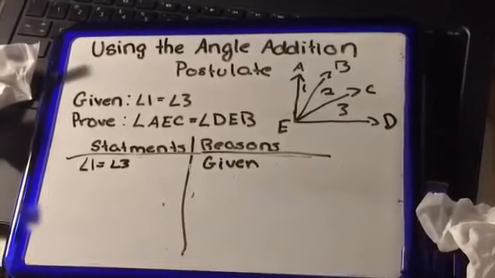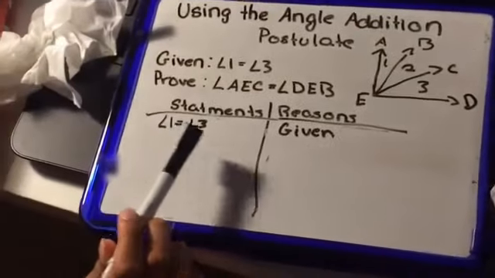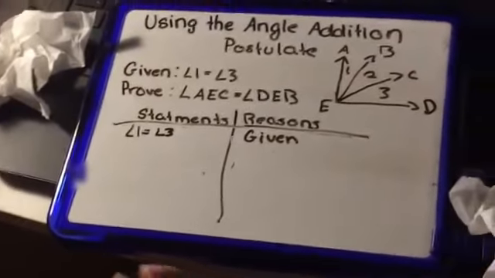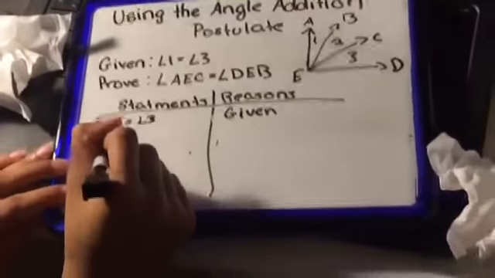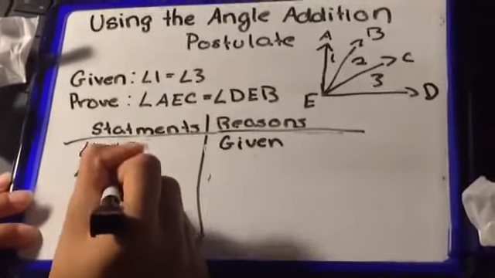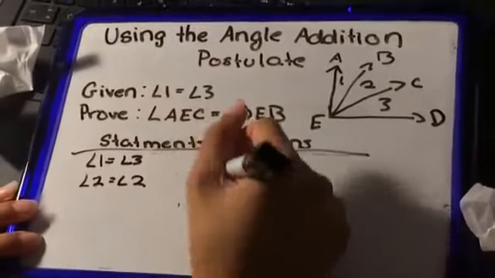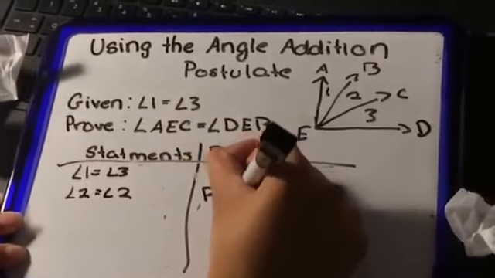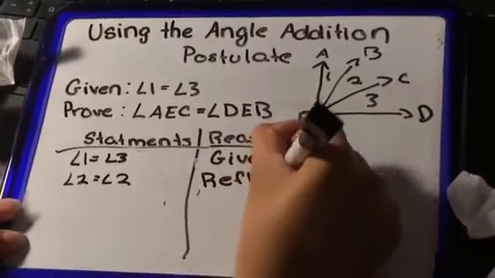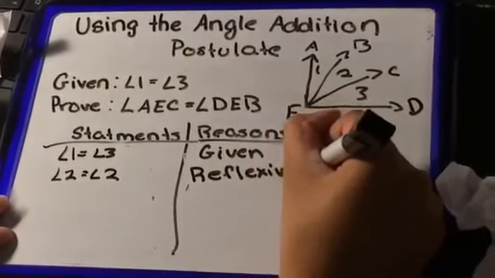Now we are going to use the angle addition postulate in a proof. So your first statement is angle 1 is equal to angle 3 because it's your given statement. Next, we know that angle 2 is equal to angle 2 because of the reflexive property, and the reflexive property states that a value is equal to itself.